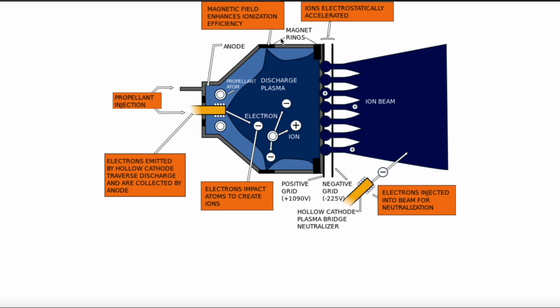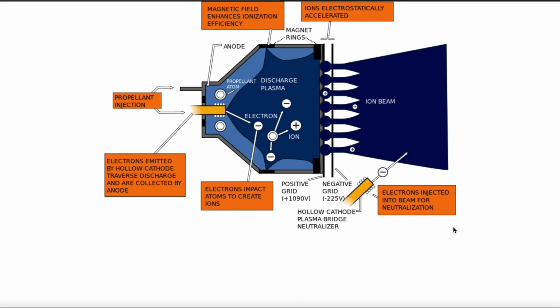And the other thing that's going on that's interesting and not technically necessary, but is very necessary for any real spacecraft applications, is you have this neutralizer. And so what happens is after you have the positively charged ions accelerating out the back of the thruster, electrons are injected into the ion beam, and they are therefore neutralized. The ion beam is neutralized.